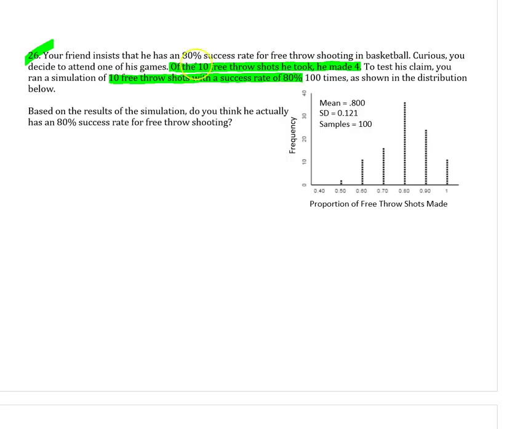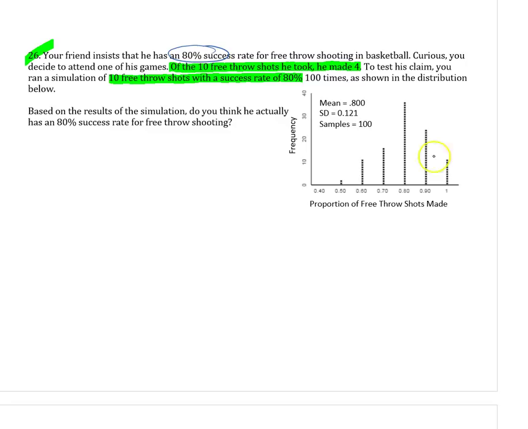So keep in mind, you based this simulation off of the assumption that he gets 80% of all his free throws. Okay? Based on the results of the simulation, do you think he actually has an 80% free throw rate? So basically, do you doubt him? Do you think he lied to you?